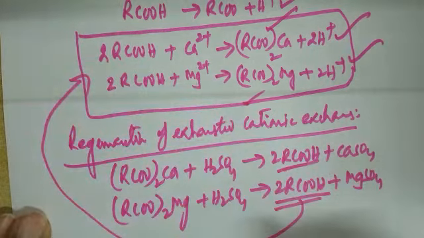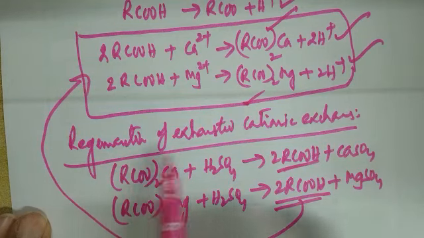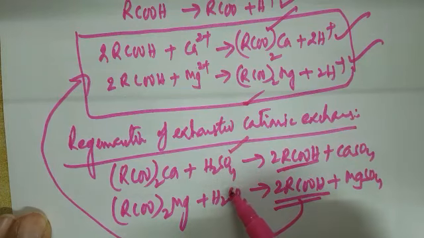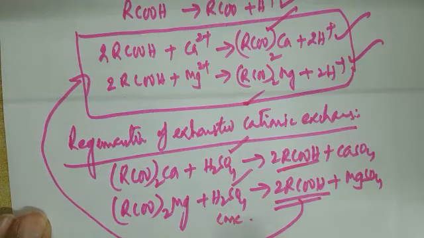Now this RCOOH carboxylic acid you can use again. So this is nothing but a recycling process. How to regenerate exhausted cation exchange resins? By treatment with concentrated sulfuric acid.